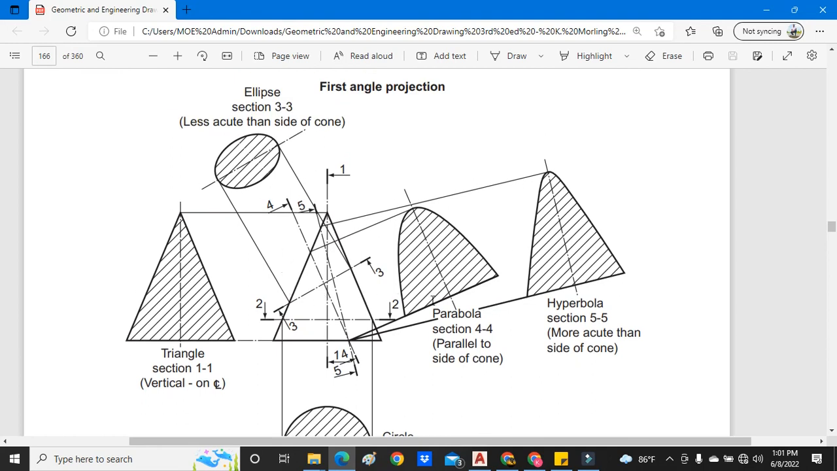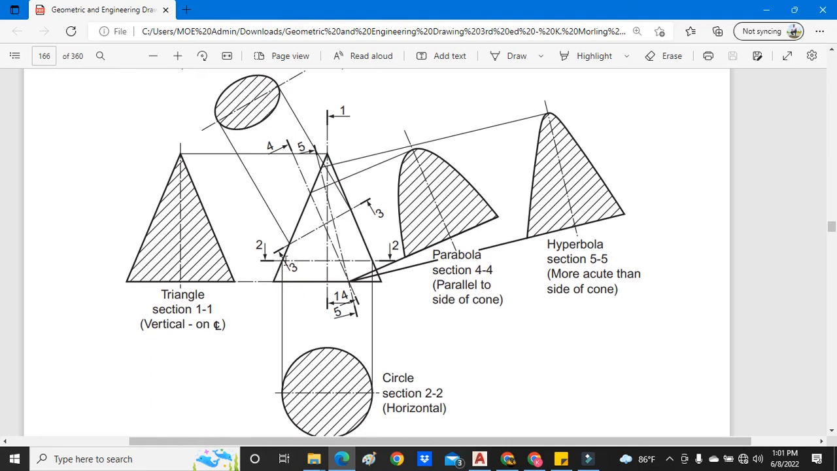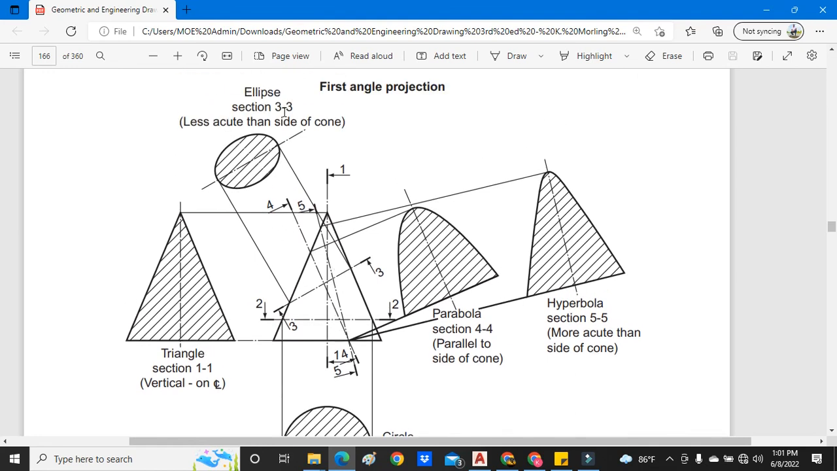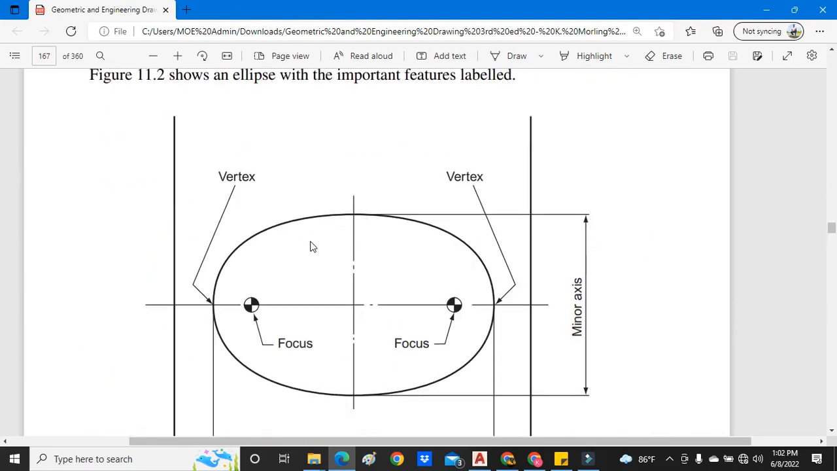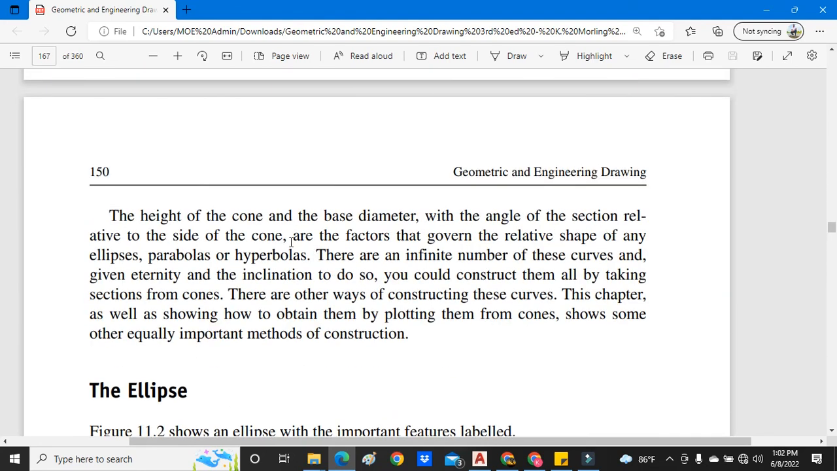The horizontal cut gives us what? When we cut it horizontally, we get a circle, good, okay? When you look here at the ellipse, the slanted cut gives you the ellipse. Remember, the parabola, it is parallel to the edge, okay? And the hyperbola, it is smaller than that. So these are our sections. It is important to remember them. And from there, we're going to take a look at the ellipse. Any questions on that?